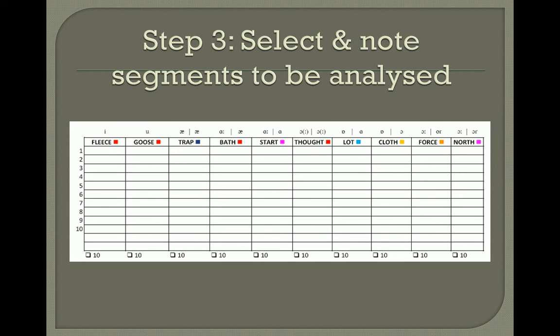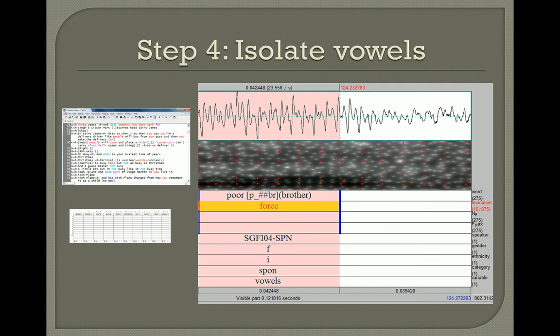All right, so on average, I collect about 150 tokens for every speaker. And this is just an example or part of a spreadsheet that I use to note the different words with those particular sounds that I'm going to look for when I start the actual vowel extraction process. Okay, so step 4, isolate vowels.